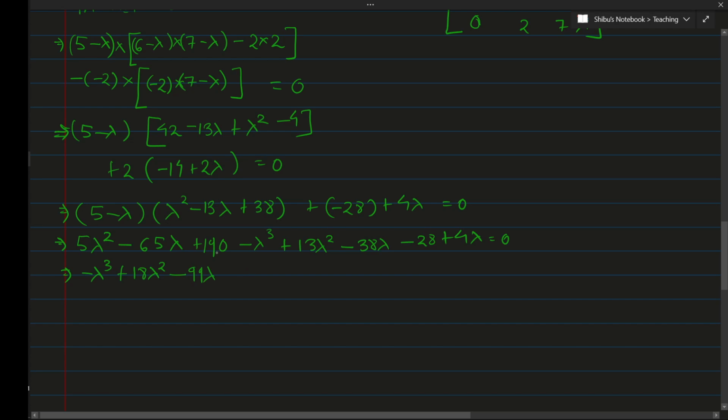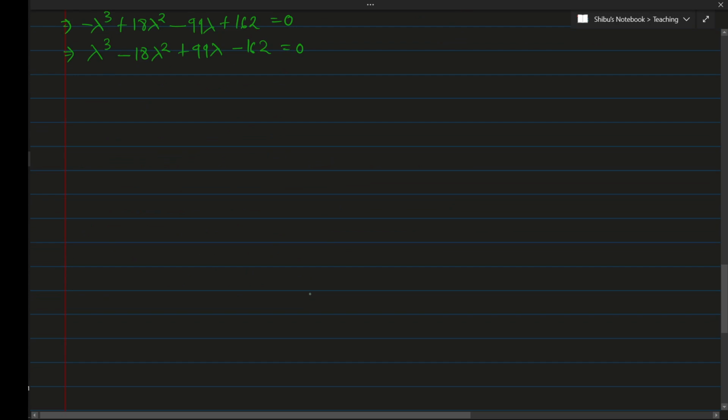and 192 minus 28. 190 minus 8 is 182. 182 minus 20 will be 162. So it will be plus 162. I think all terms covered. Now let's go further. Lambda cube minus 18 lambda square plus 99 lambda minus 162 equals to 0. Right. So we got a cubic equation to solve.